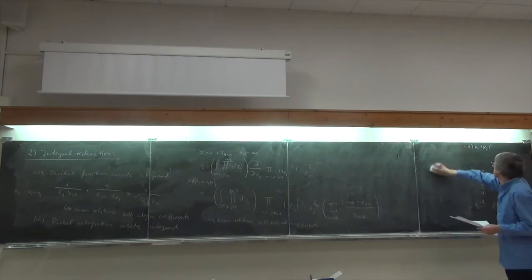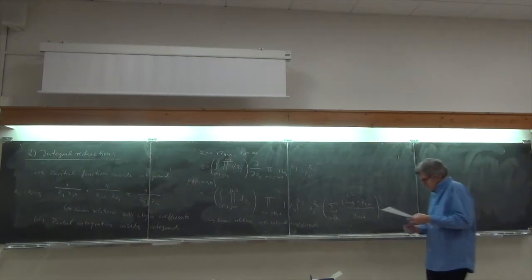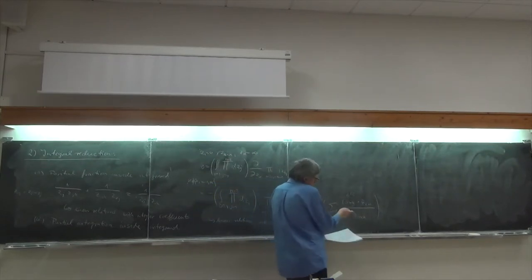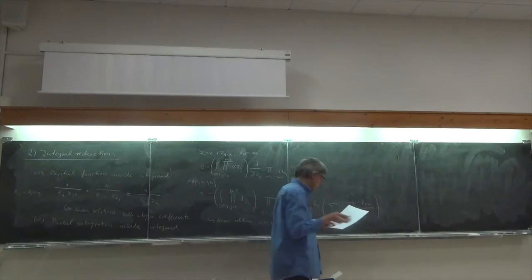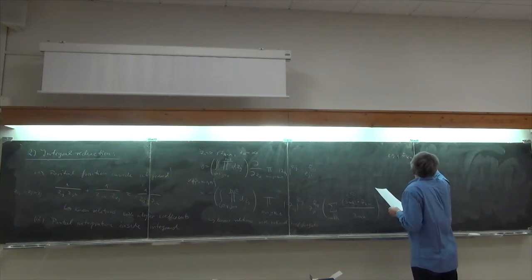For example, you can look at a specific case when all these integers here are zero, then you get an especially nice relation. So let me just write it out.